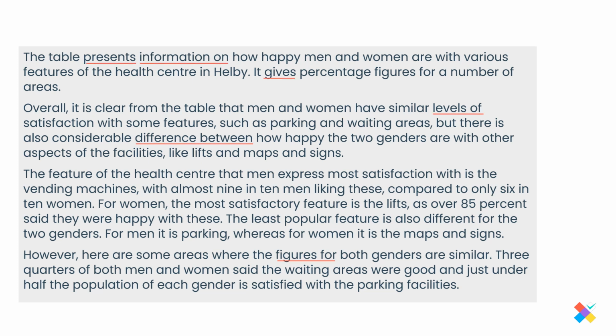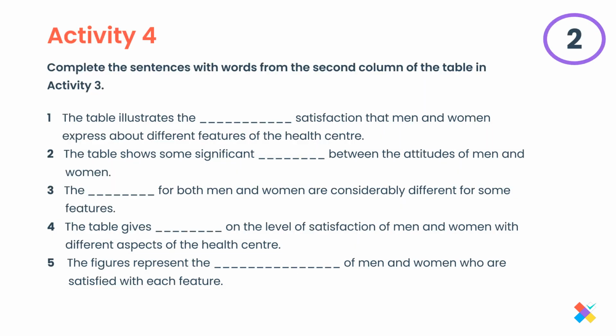Okay, these are the expressions. Nothing too complicated. And we're moving on to the fourth activity. Remember that table that I told you to write down? Now you're going to use it because you've got 5 pretty sentences and you have to complete the sentences with words from the second column of the table in activity 3.